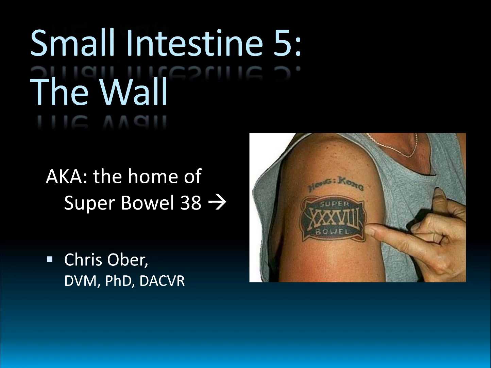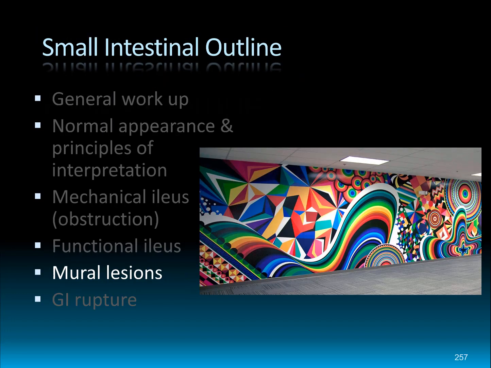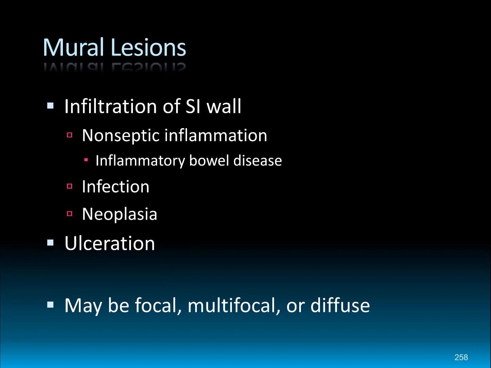This is the final portion of the lecture series on the small intestine, and here I'm going to be talking about problems with the small intestinal wall. The first part of this is going to be lesions directly of the wall, so infiltrates of the wall itself. And when there's infiltration of the small intestinal wall, there are a few broad differentials you can think about.